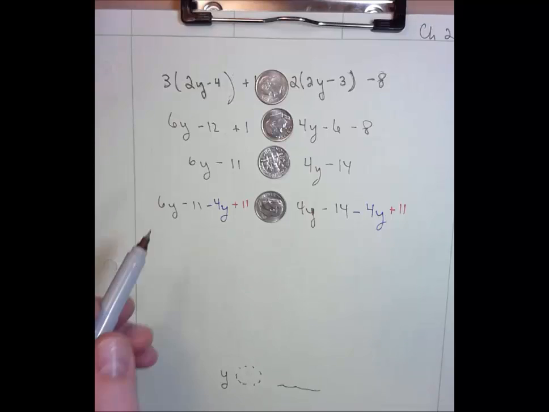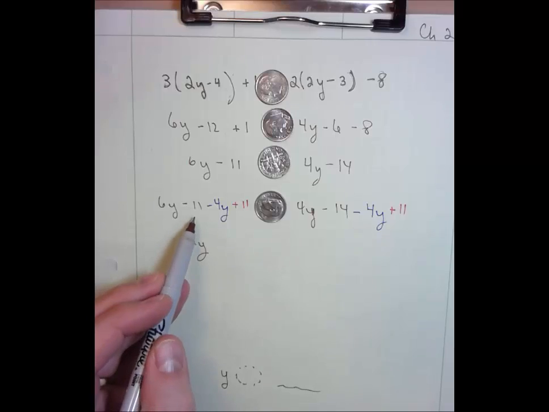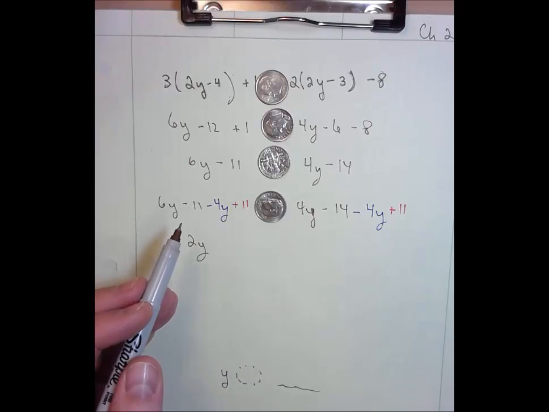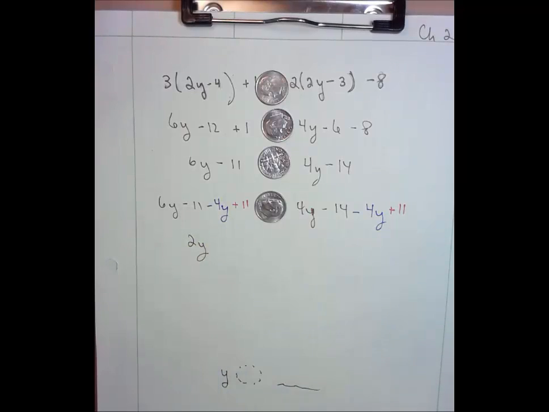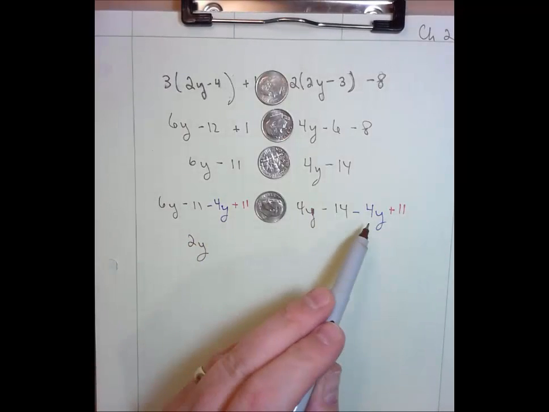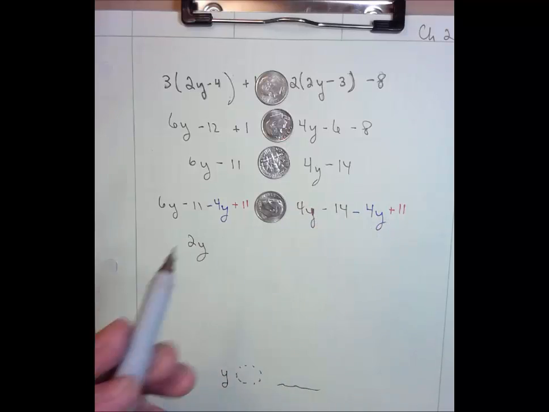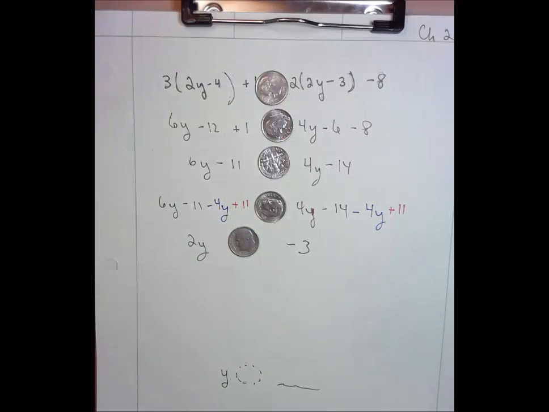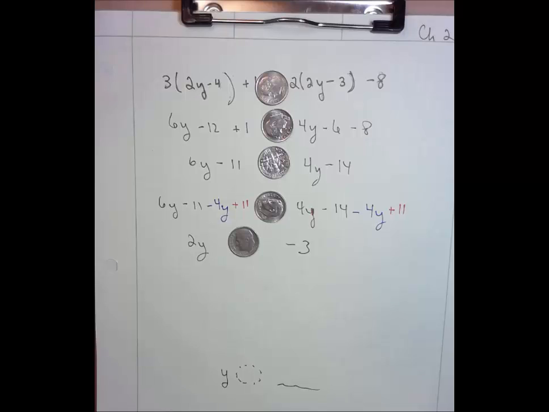Now a little housekeeping. The 6y minus the 4y is 2y. The minus 11 and the plus 11 is 0. Again, that's the whole point of doing the red steps here. Then here, the 4y and the 4y knock each other out. The minus 14 plus 11 gives me negative 3. So that's a lot of cleaning up, with a mystery symbol in between. And now I have 2y, something, negative 3.